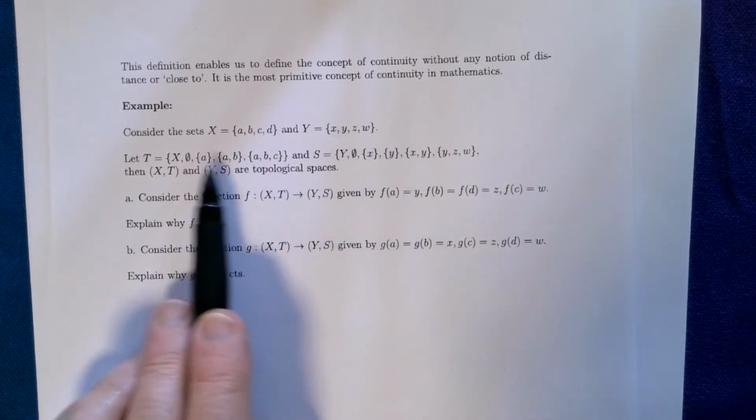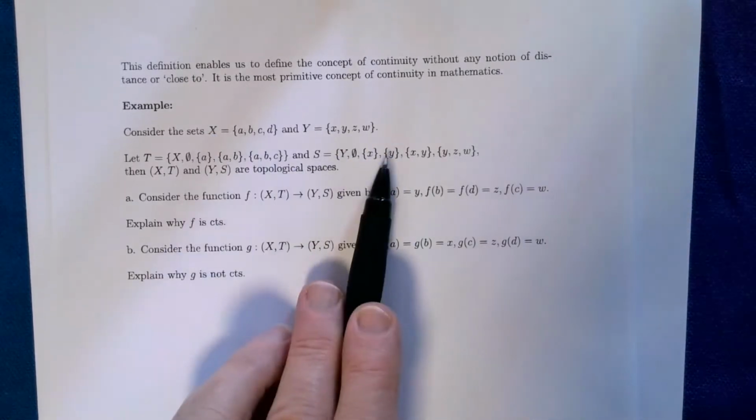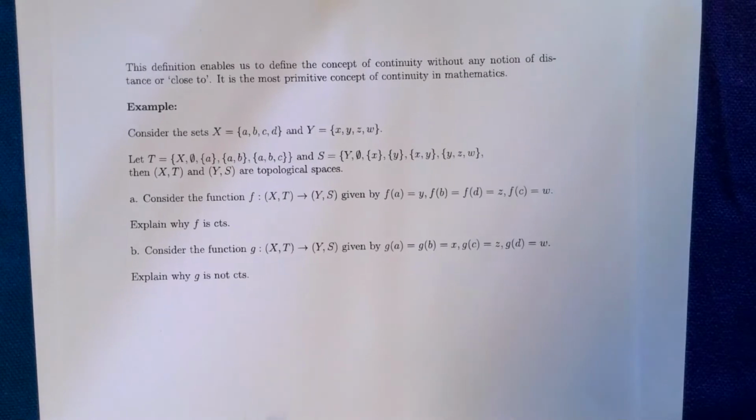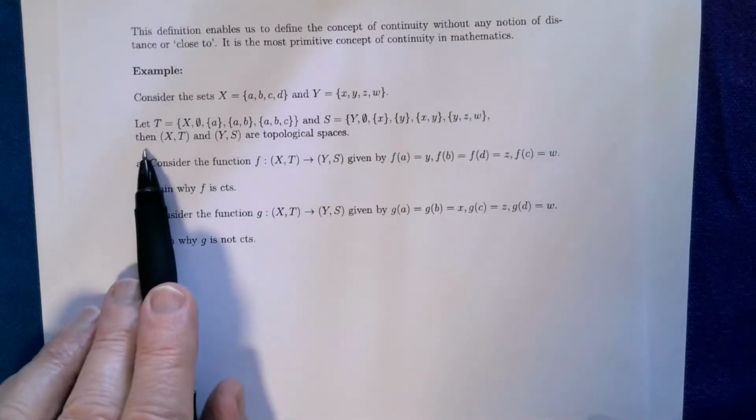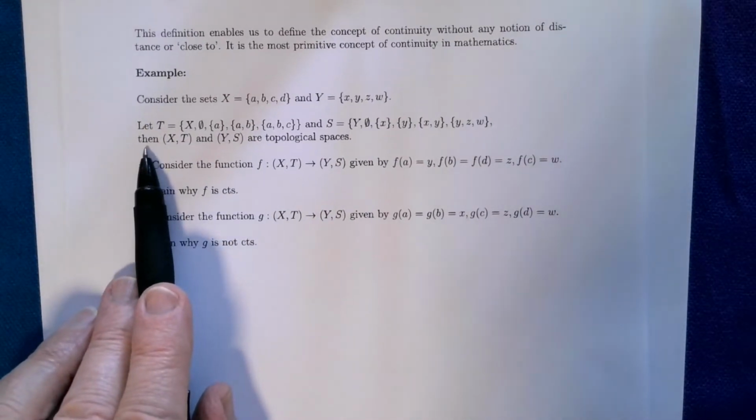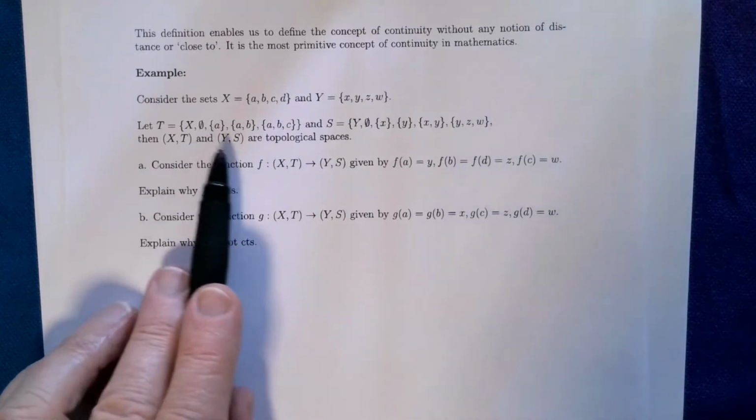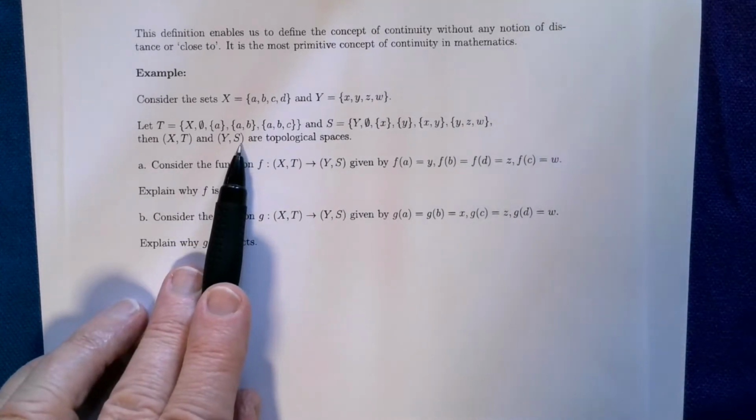So these are two. This is a topology on X. This is a topology on Y. You don't need to prove that to me. I'm just showing you what it does. But here we're told that (X, T) and (Y, S) are topological spaces.